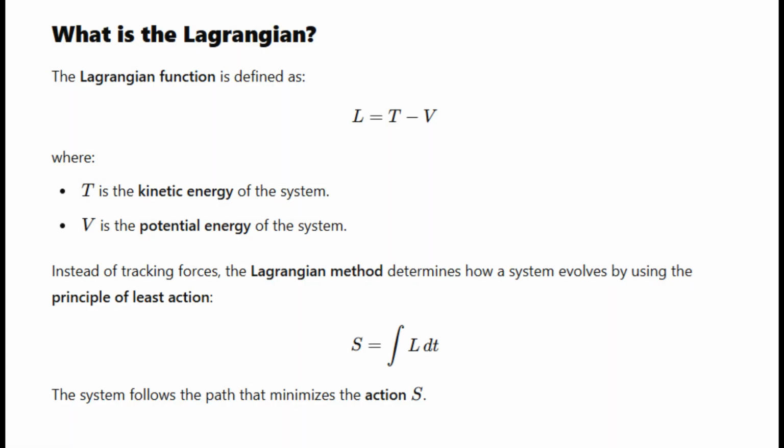What is the Lagrangian? The Lagrangian function is defined as L equals T minus V, where T is the kinetic energy of the system, V is the potential energy of the system. Instead of tracking forces, the Lagrangian method determines how a system evolves by using the principle of least action. S equals the integral of L dt. The system follows the path that minimizes the action S.